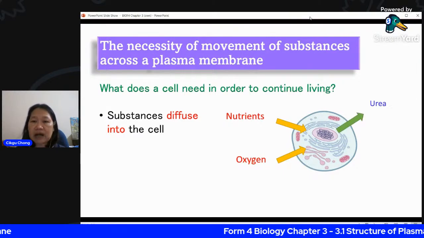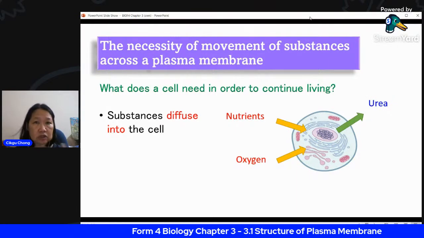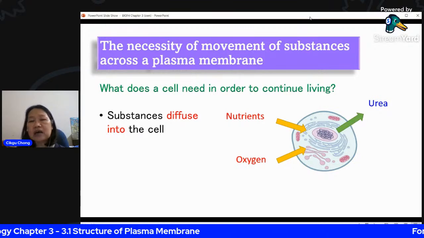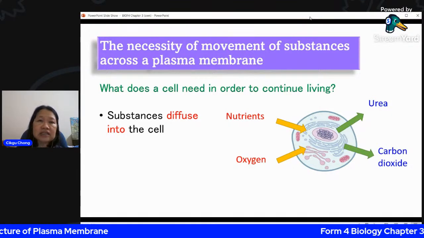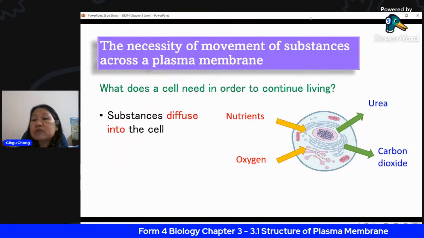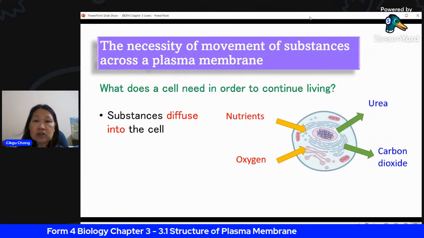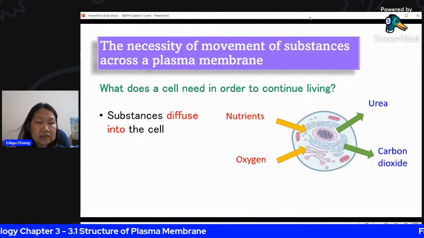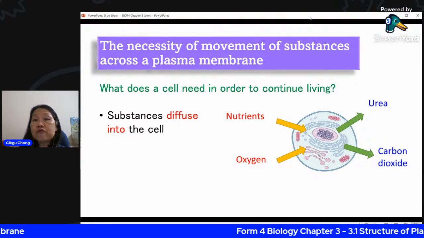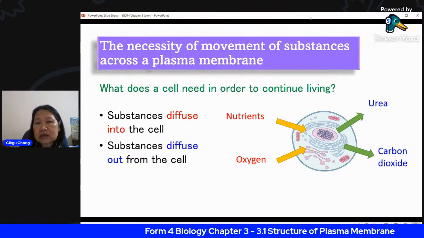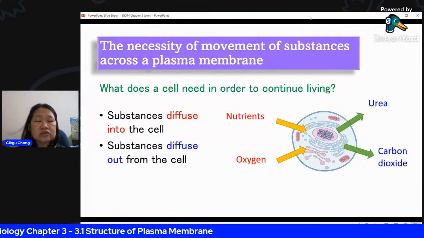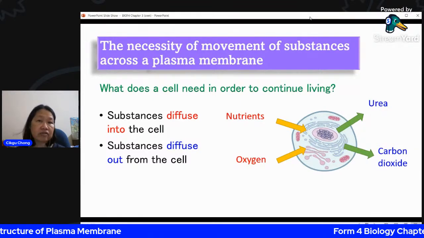At the same time, it also produces substances that the cell does not want. From the metabolic process of respiration and so on, it produces carbon dioxide and also urea. These are what we consider waste products, so they have to be removed from the cell. Otherwise, they will become poison, a toxin that will harm the cell. So these substances need to diffuse out from the cell, so that the cell can continue living and carry out its processes.